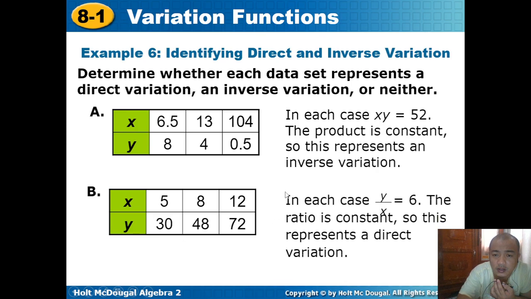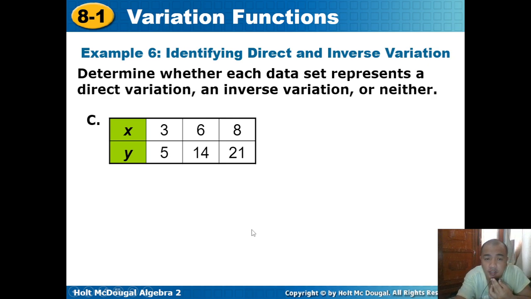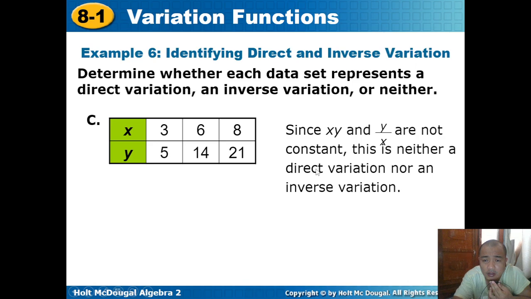So in B, direct variation naman to. So in each case, the constant is 6. So this represents a direct variation. Letter A, inverse variation. Letter B, direct variation. How about C? 3, 6, 8, 5, 14, 21. This is neither a direct variation nor an inverse variation. Why?